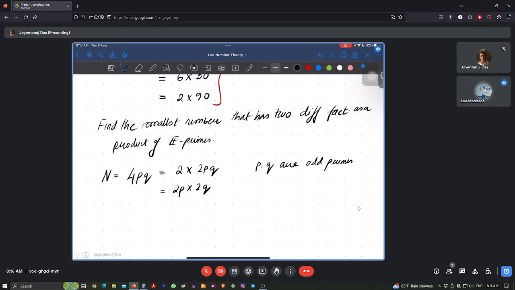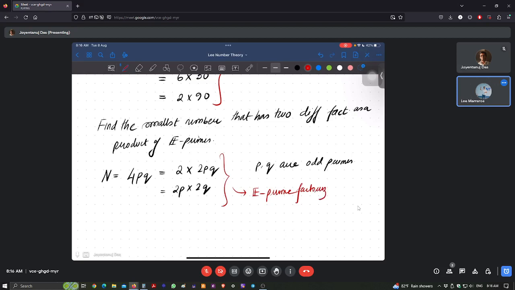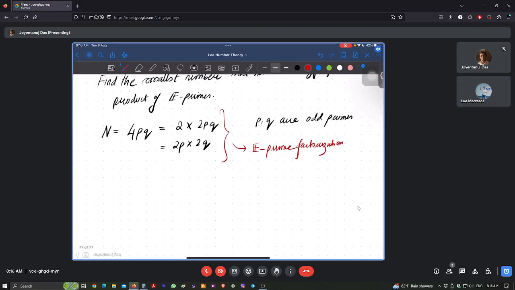So if I take the number 4PQ, where P and Q are odd prime numbers, then it can be factored into only these two ways in the E zone. So this is an E prime factorization. Then what is the smallest I can choose? They are asking for the smallest number, so what will be the smallest such number?